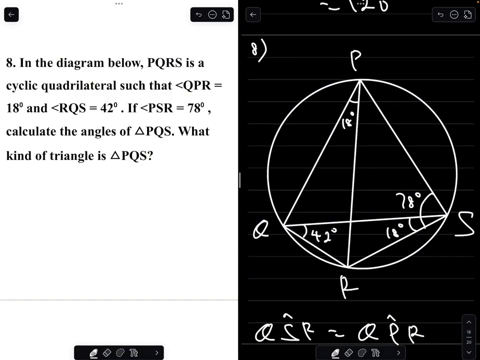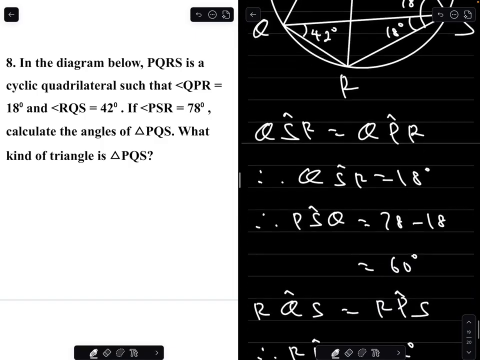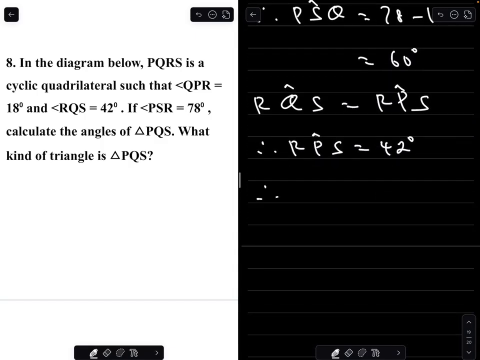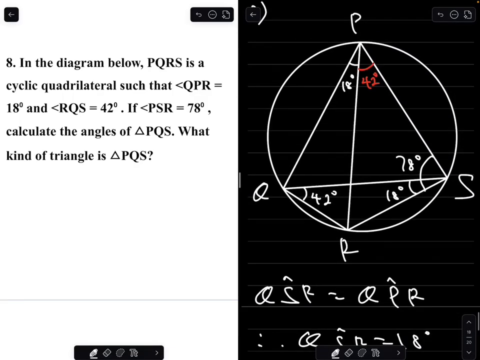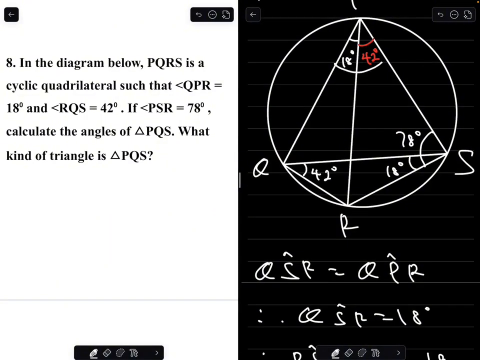Now, if we know angle RPS, then it means we already know angle QPS in triangle PQS. So we can now say, therefore, angle QPS in triangle PQS will be equal to 18 plus 42 degrees. That's the whole of this.